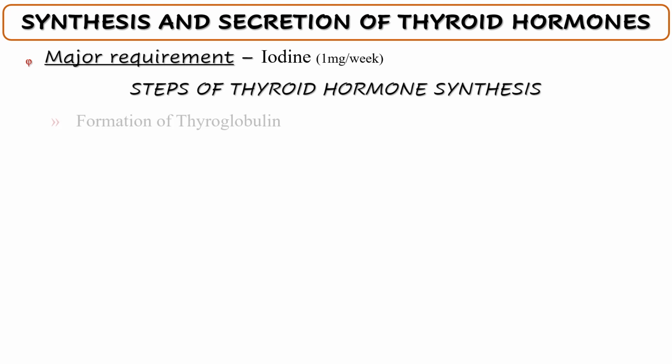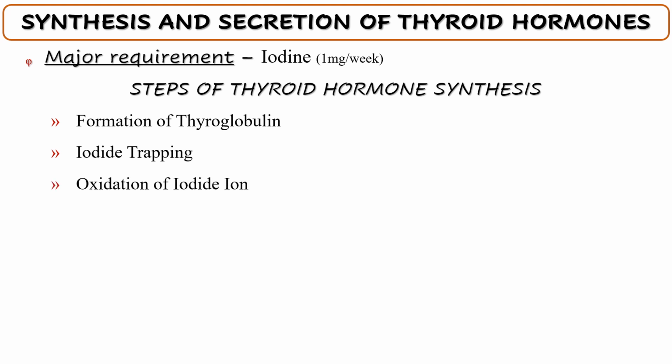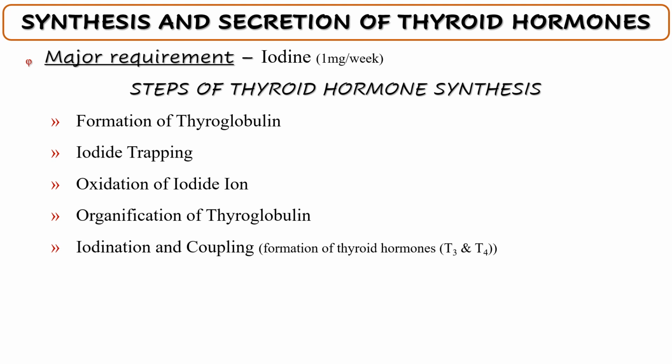First we saw there was formation of thyroglobulin. Then there was trapping of iodide via the sodium iodide symporter into the thyroid follicle. Once the iodide was trapped and released into the intraluminal colloid via pendrin, this iodide ion was undergoing oxidation to convert into iodine. So the third step is oxidation of the iodide ion. Then there was organification or iodination of thyroglobulin, ultimately leading to coupling of MIT with DIT or DIT with DIT to form T3 and T4.